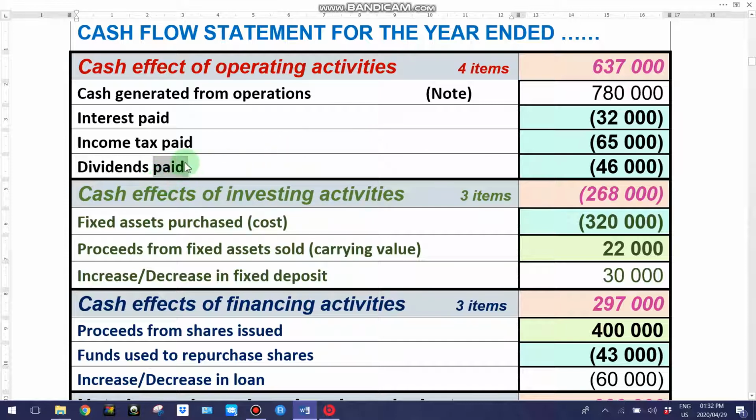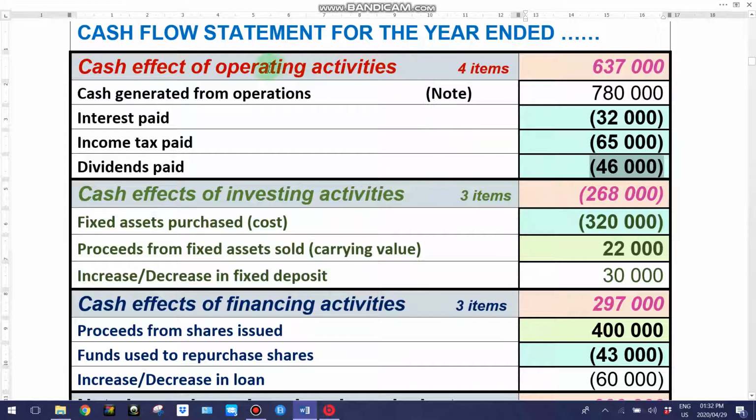Dividends paid, how much did I actually pay? How much left the bank account of the business and was given to the shareholders, because they are the dividends that are due to them. And again, this amount has to be in brackets because it represents an outflow of cash.